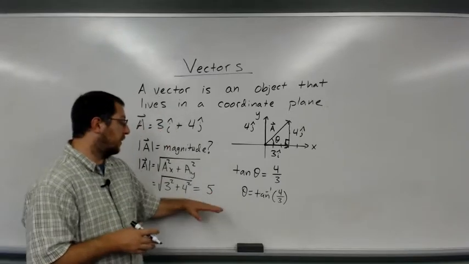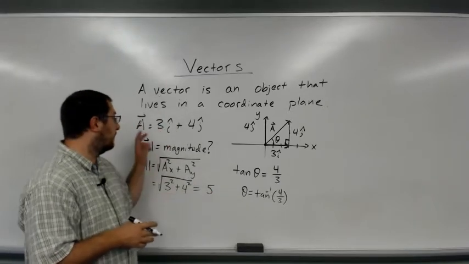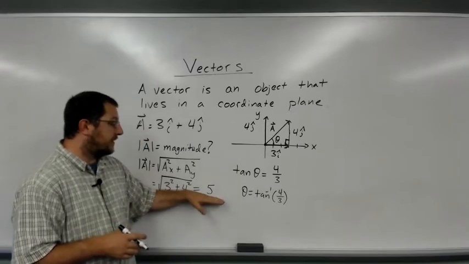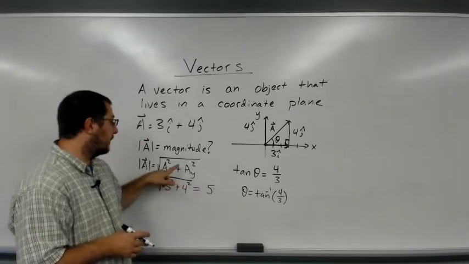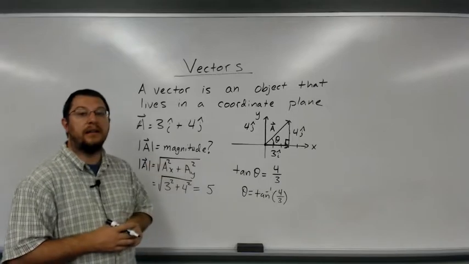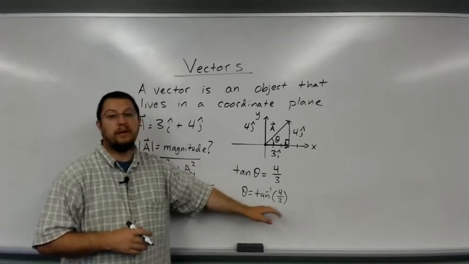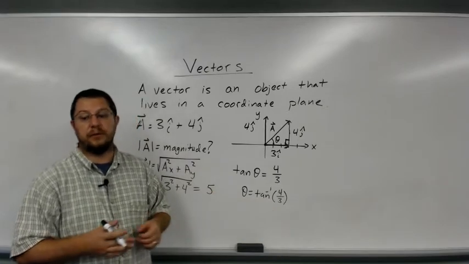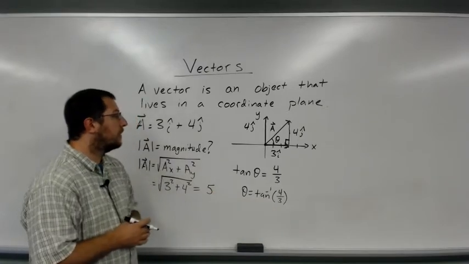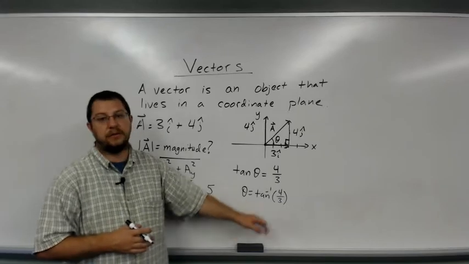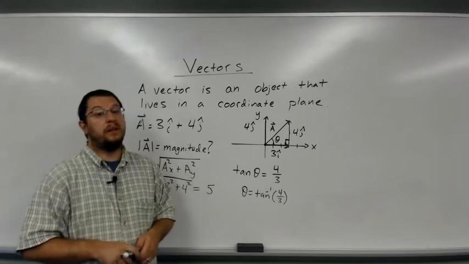But the bottom line is we would say that the vector A has a magnitude of 5, and the magnitude is found by the square root of the sum of the squares of the components, and then the angle is found through whichever trig function is available. So this gives its magnitude and its direction. In the next video, we'll do a little bit more with vectors.